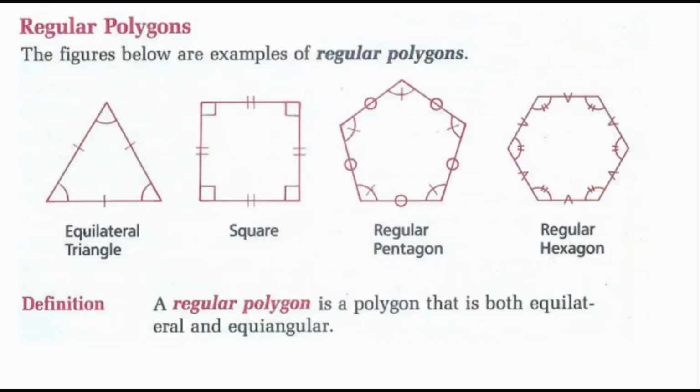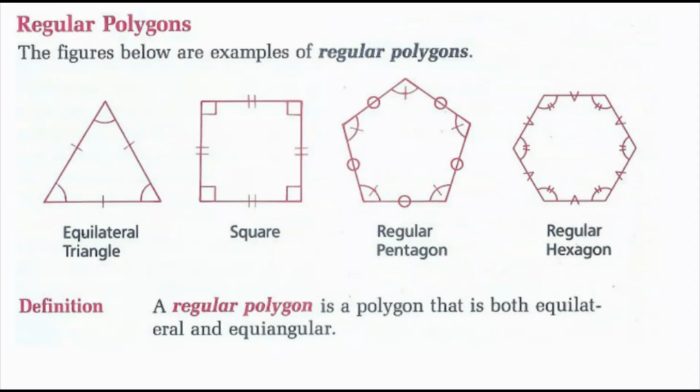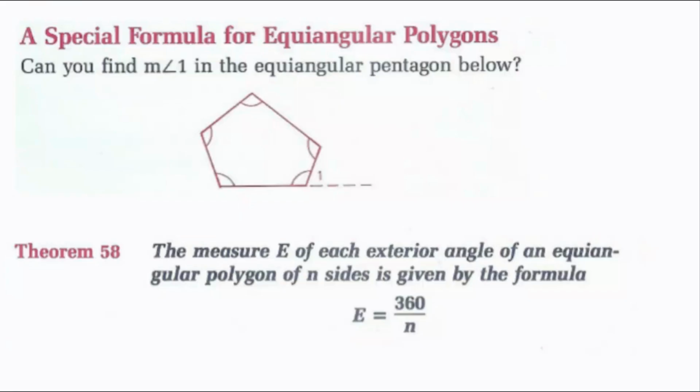So we're going to take a look at regular polygons. The figures below are examples of regular polygons. Notice in my figure that each polygon has all sides and angles congruent. So the definition of a regular polygon is a polygon that is both equilateral and equiangular. So whenever I see regular in front of the name of my polygon, I should think all angles congruent and all sides congruent. Next, let's look at a special formula for equiangular polygons.